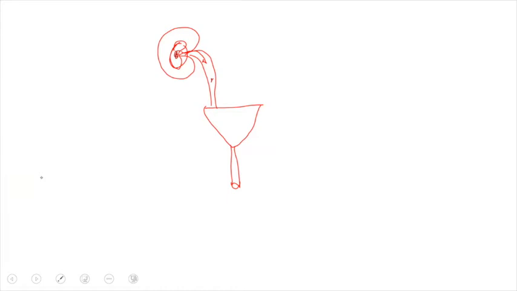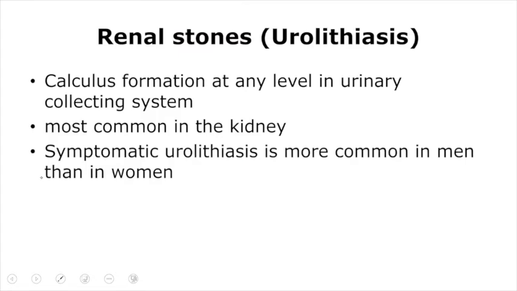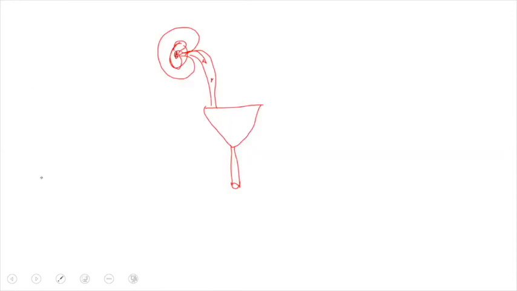So, nephrolithiasis means development of a renal stone. It is due to precipitation of the urinary solutes in the form of a stone, and it can develop anywhere along the path of the renal tract. Renal stone is also known as urolithiasis. It is a calculus formation at any level in the urinary collecting system. But the most common site of renal stone is the kidney itself.